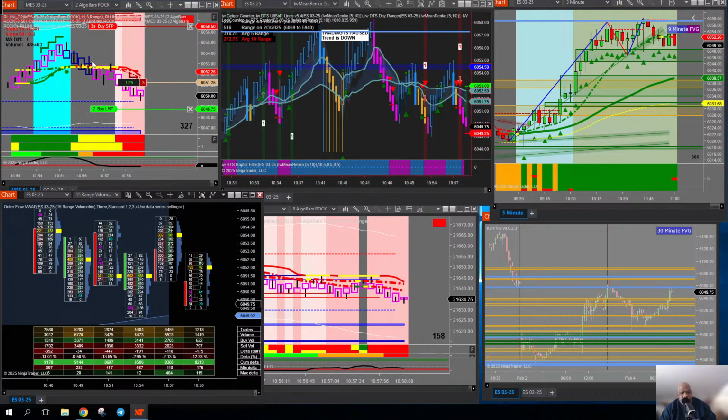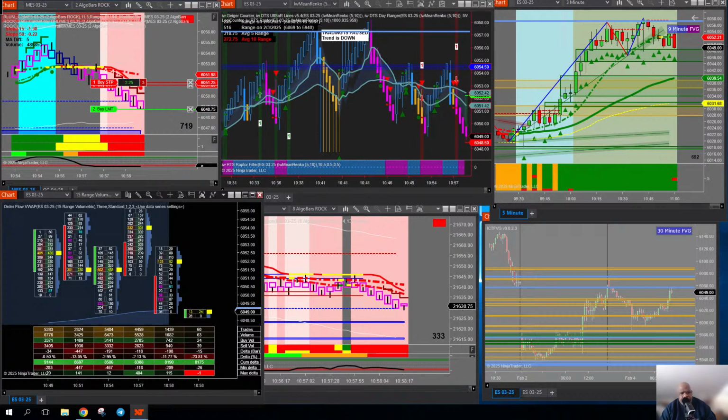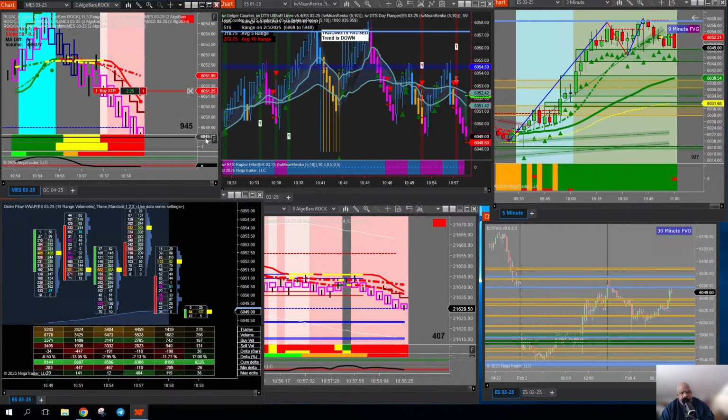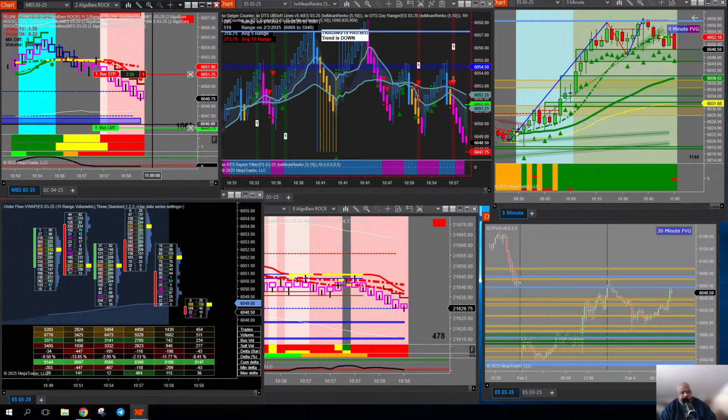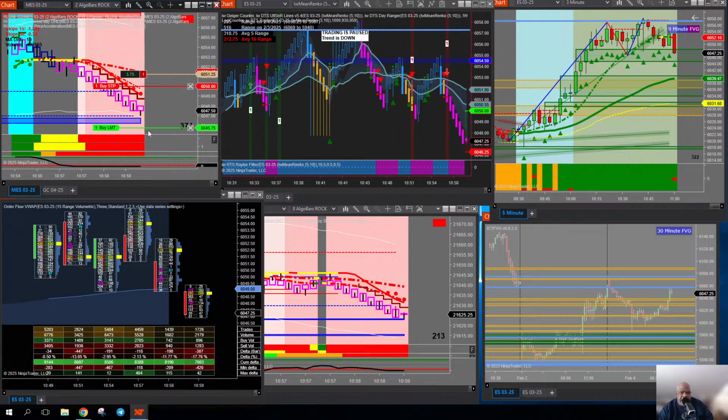Okay, so let's see if we can get at least to the first target here. Boom. Yeah, target got filled. Okay, we're trailing our second. That one remaining contract will be trailing. Either we're going to get stopped out or we're going to hit our second target here.